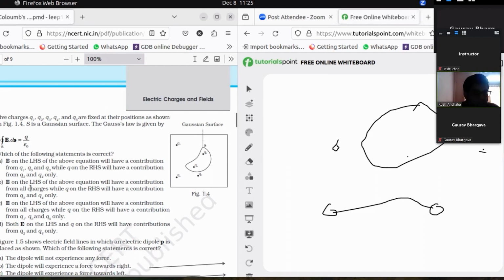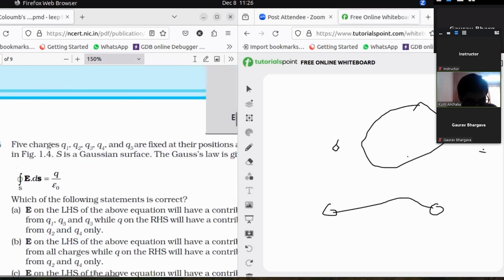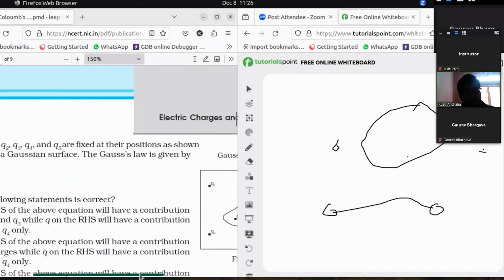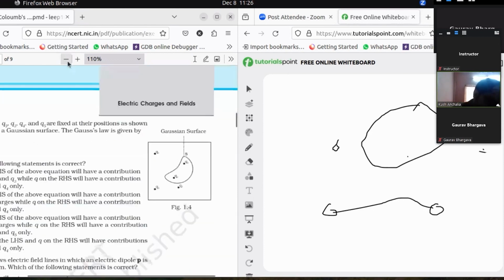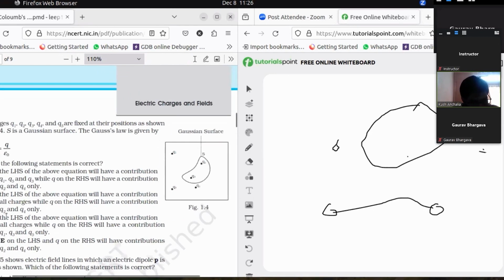Which of the following statements is correct? E on the LHS of the above will have a contribution from. Okay, so Q enclosed is what? If we zoom out, I think only Q2 and Q4 will be contributing towards the Q enclosed, and the rest all won't be contributing. Q2 and Q4. E on the LHS will have a contribution from all the charges, while Q on the RHS will have a contribution.